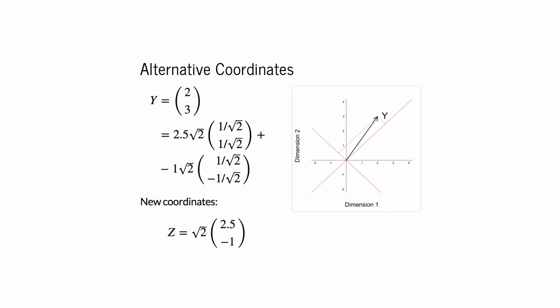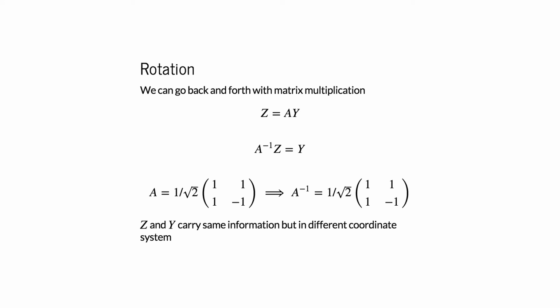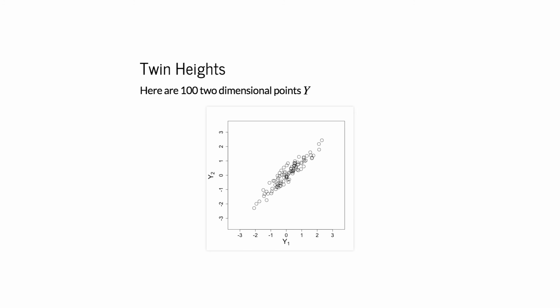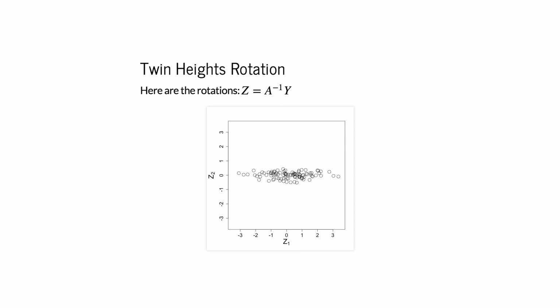In linear algebra, this gives us the rotation. This is defined by the matrix A. And you can go back and forth between the original data y and the new coordinates z just by multiplying by A. Using our example from twins, this is literally rotating the data, in this case 45 degrees. And you can see it going back and forth just by multiplying by A. So this is what we call a rotation in mathematics.